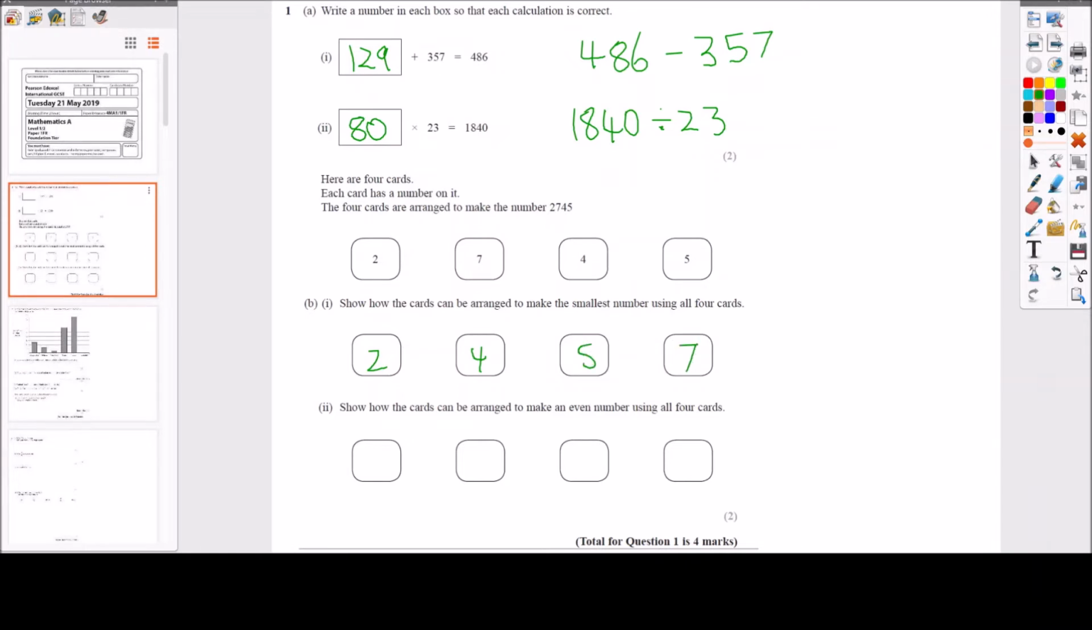Now, to make it an even number, we need to have either a 2 on the end or a 4 on the end. So there's many answers you could do here. So I'm going to go for one which has got the 2 on the end. So I just need to have the 7, 4, 5 in any order beforehand. So just so you're clear, there are numerous correct answers for B part 2. Just make sure it finishes with either a 2 or a 4.